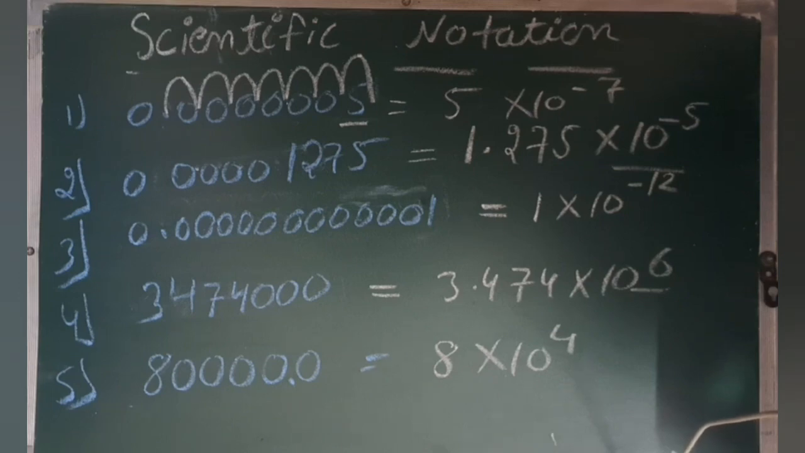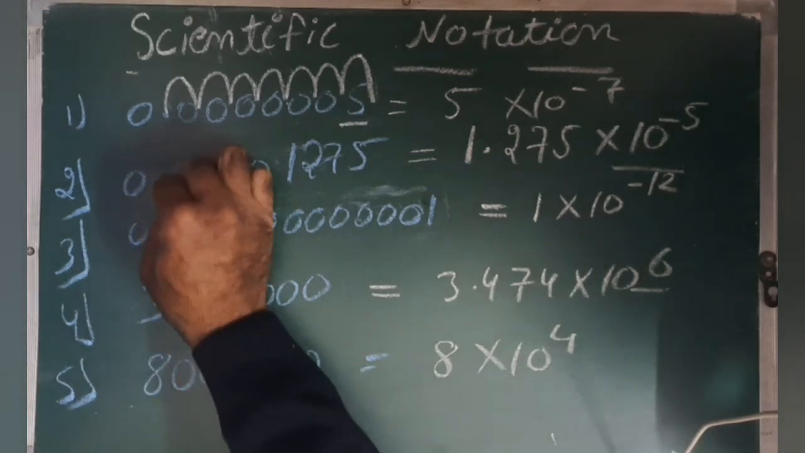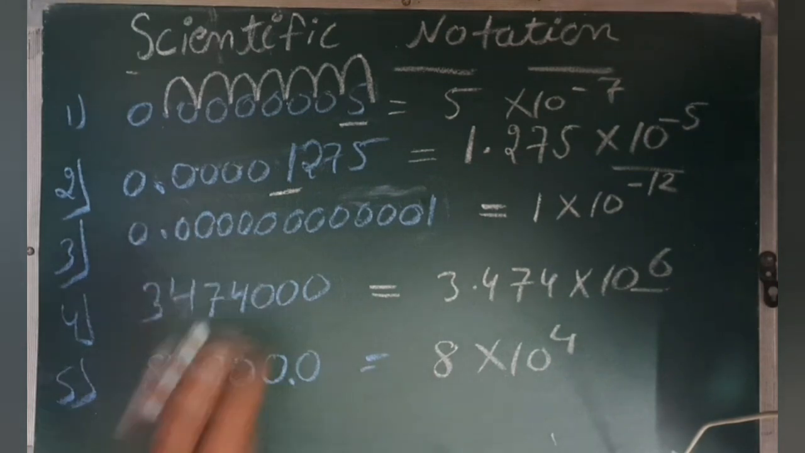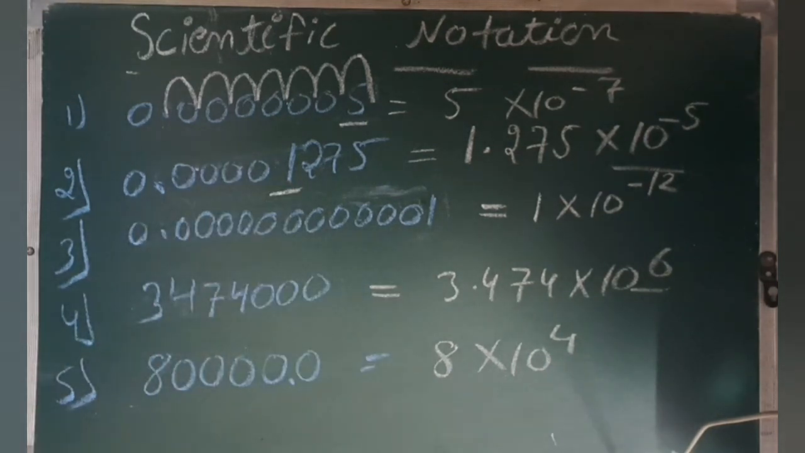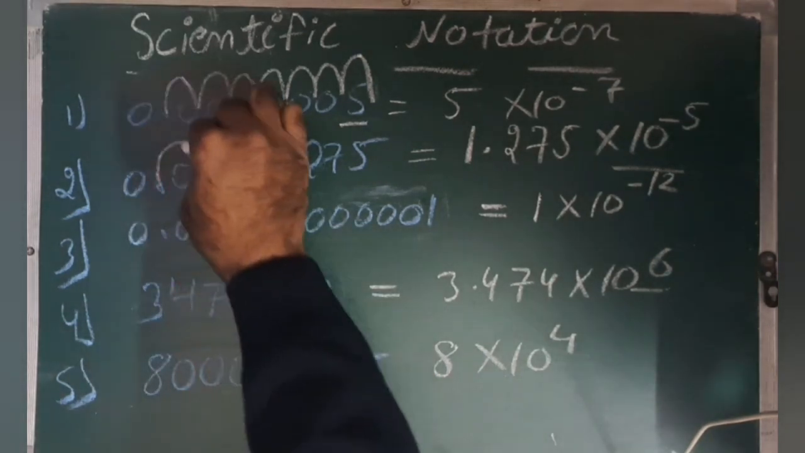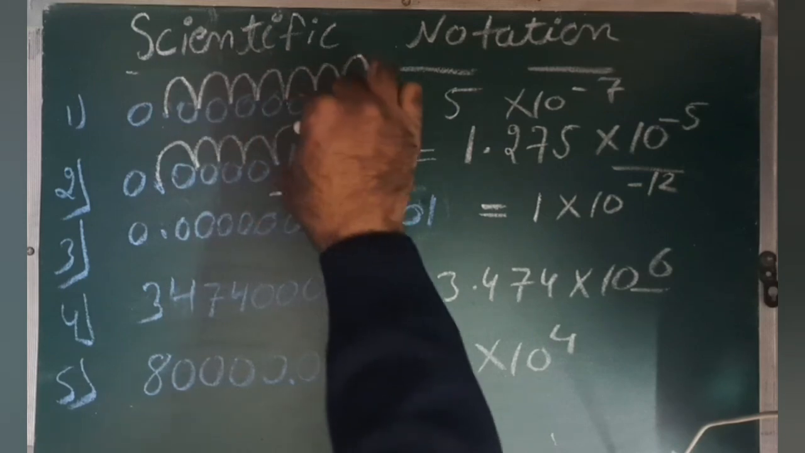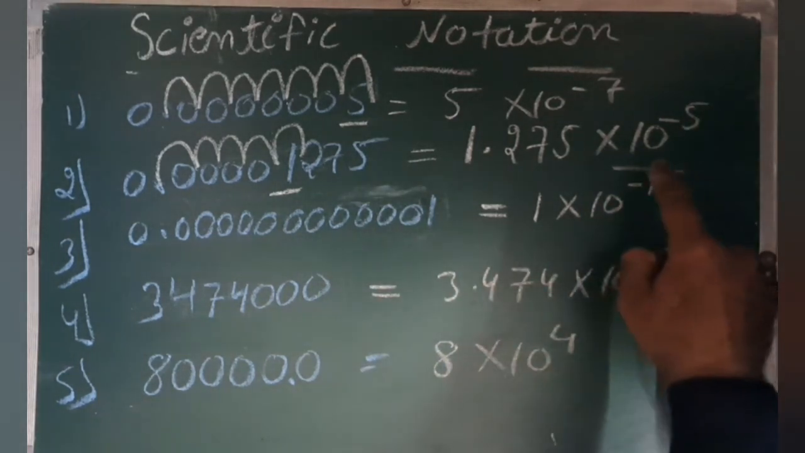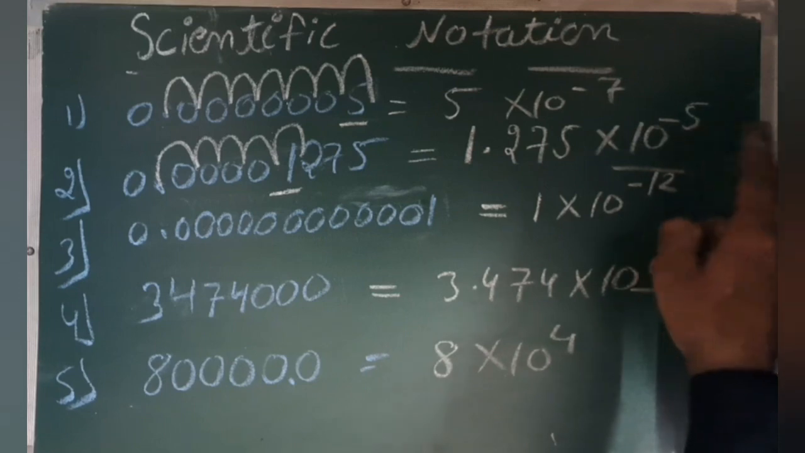Next example is this. In this, what is the leading digit? The decimal is here. The leading digit is the 1. So just forget the zeros. After that, the first digit is the leading digit. So we have to shift our decimal after the 1. So 1, 2, 3, 4, 5. The decimal is moved in the right-hand side, so our exponent is negative. So that is 10 to the power minus 5.